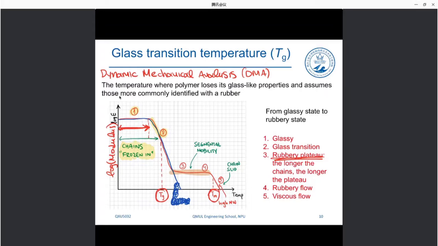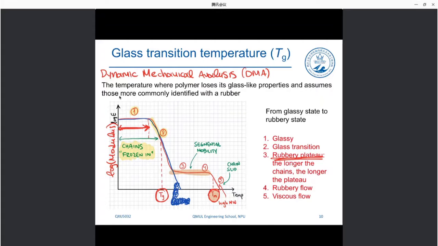I continue. So then with further heating, we go on to the rubbery flow, which is complete disentanglement, and then we have the viscous flow, where we pass through the melting point here. Because there is this viscous flow, the chains are able to flow against each other, and then the material is completely liquid, okay? And because it's liquid, the modulus drops to 0, okay? And that is how we measure the modulus versus temperature for a semi-crystalline material.